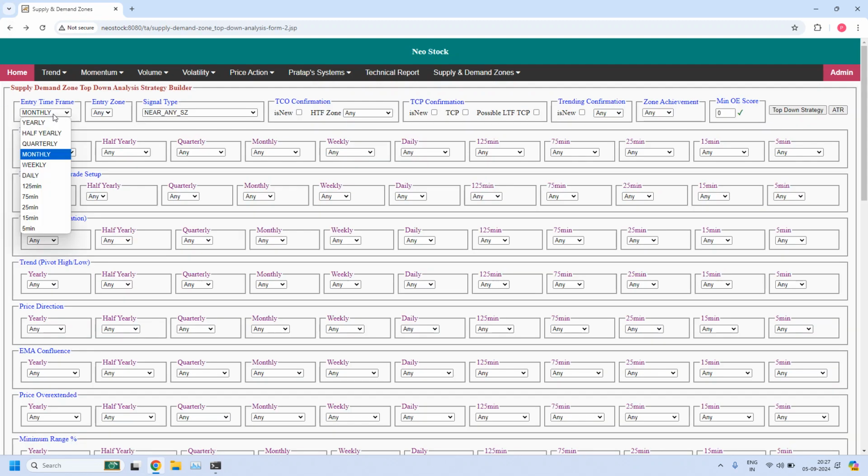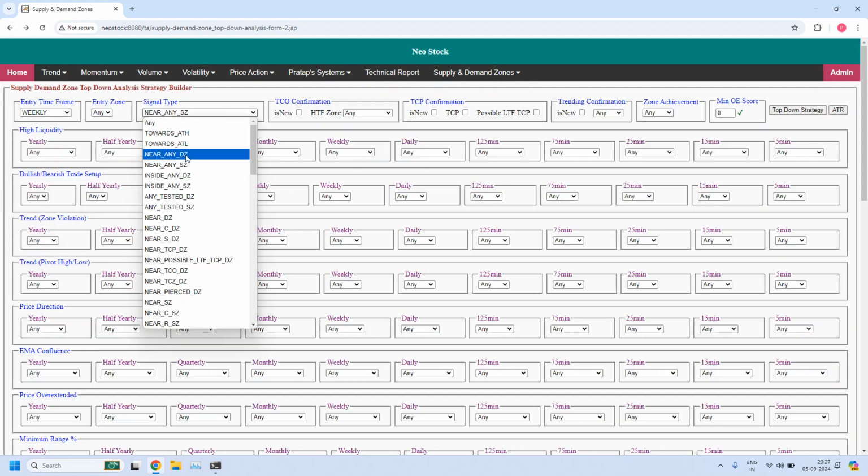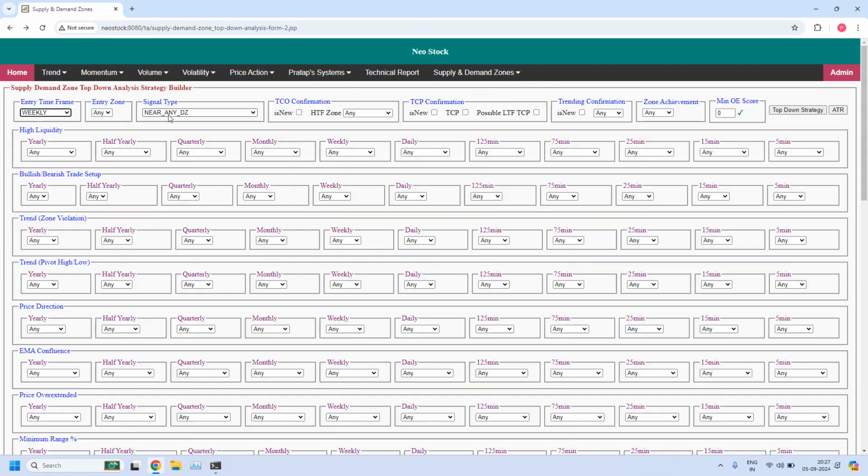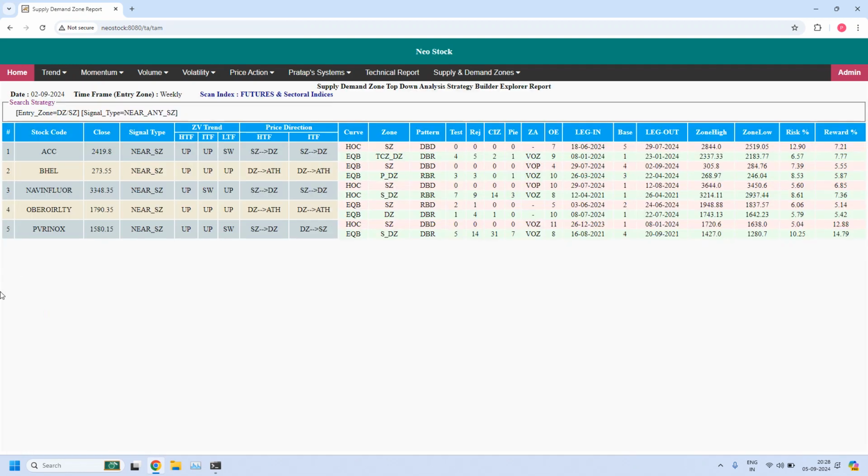Next time frame is weekly. Let us find the stocks near weekly demand zone. Five stocks are filtered. Next, for weekly time frame, let us find the stocks near weekly supply zone. Five stocks are filtered near to the weekly supply zone.